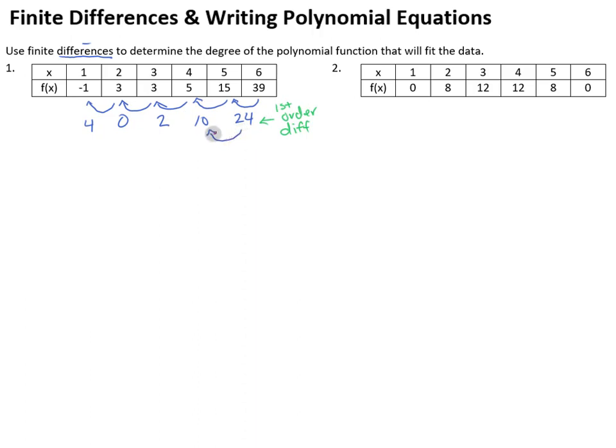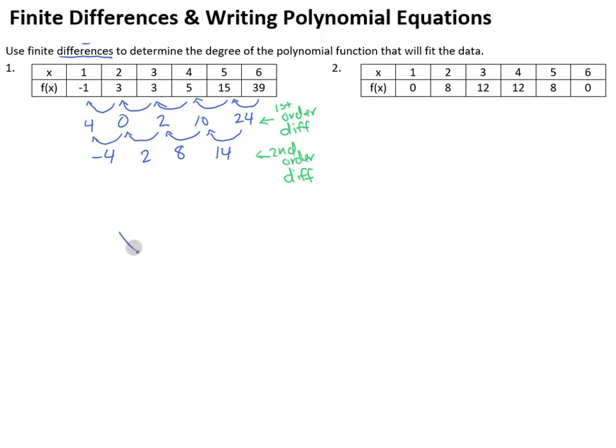So again, subtracting right to left. 24 minus 10 is 14. 10 minus 2 is 8. 2 minus 0 is 2. And 0 minus 4 is negative 4. Okay, these are our second order differences. And again, we're looking for a constant here. And we did not get a constant. We have 4 different values again.